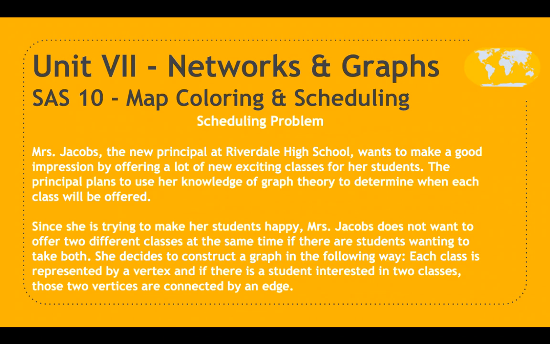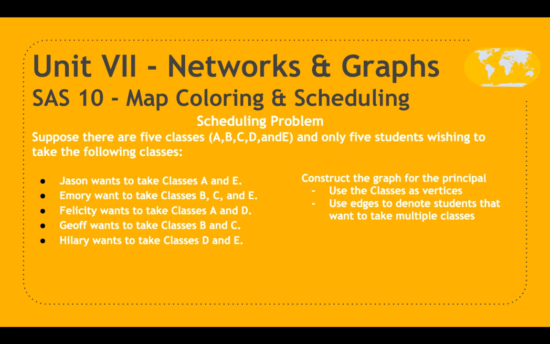Each class is represented by a vertex, and if there is a student interested in 2 classes, those 2 vertices are connected by an edge. It's an interesting way to look at it. All right, suppose there are 5 classes, A, B, C, D, and E, and only 5 students wishing to take the following classes. Jason wants to take classes A and E. Emery wants to take classes B, C, and E. Felicity wants to take classes A and D. Jeff wants to take classes B and C, and Hillary wants to take classes D and E.